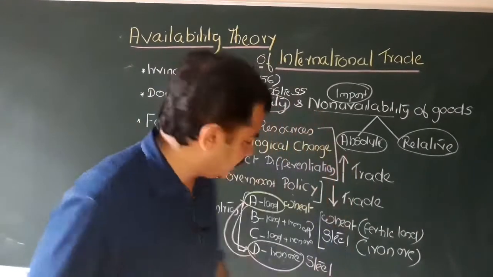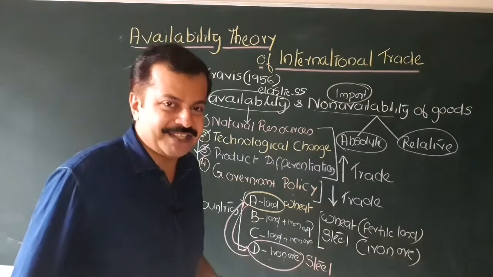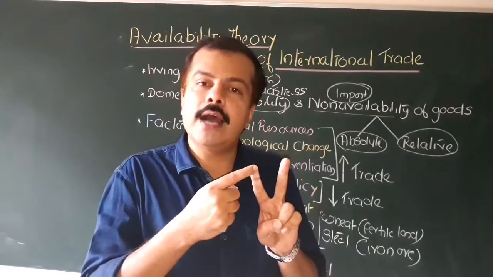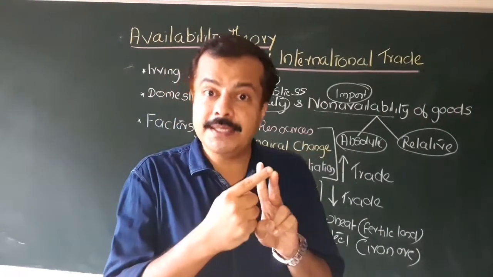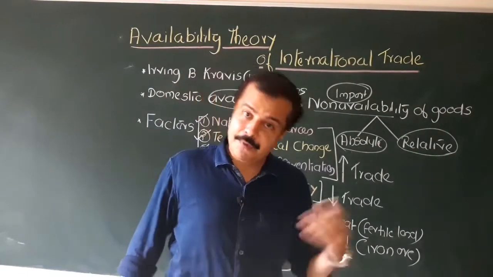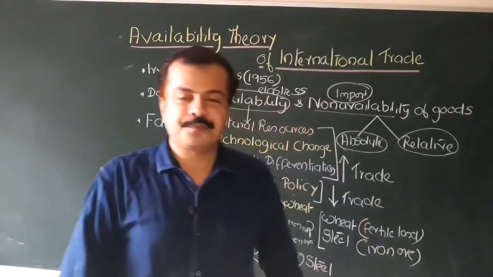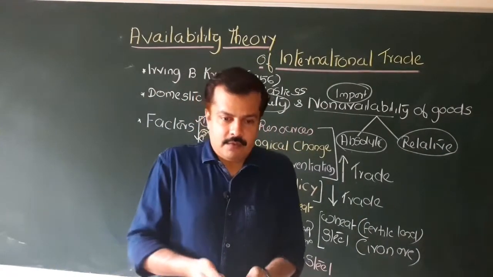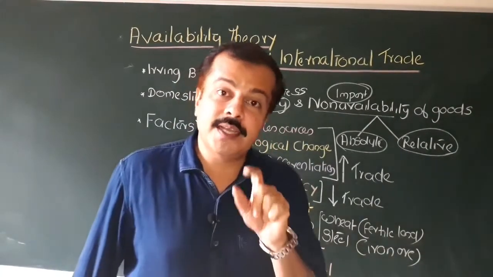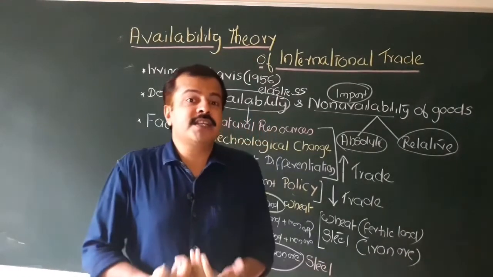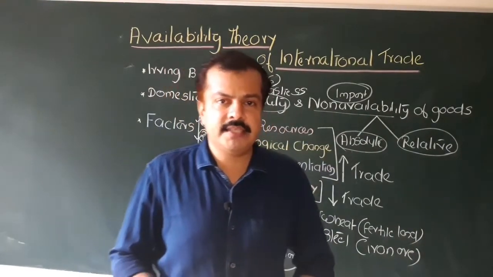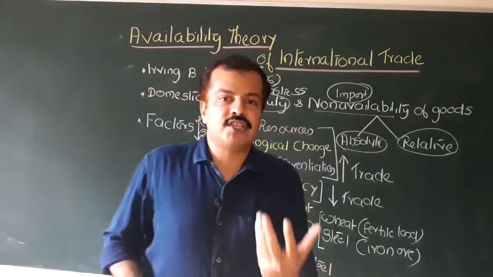Now we have 2 more countries, country B and C, and there is a unique situation. Both countries have availability of 2 resources. Both have fertile land as well as iron ore. That means these 2 countries can produce both commodities, wheat as well as steel. Now, Kravis pointed out that who produces wheat and who produces steel, in our example B or C, depends upon comparative advantage, and that comparative advantage will govern the pattern of trade and international prices.